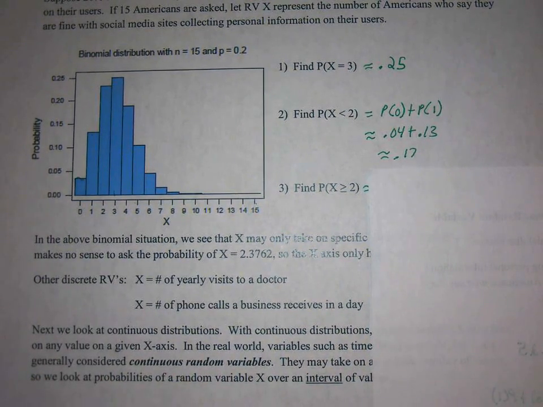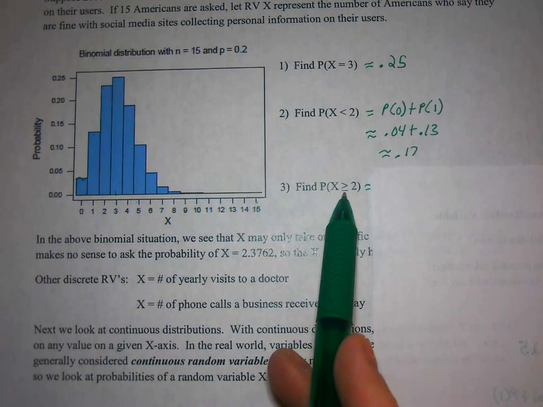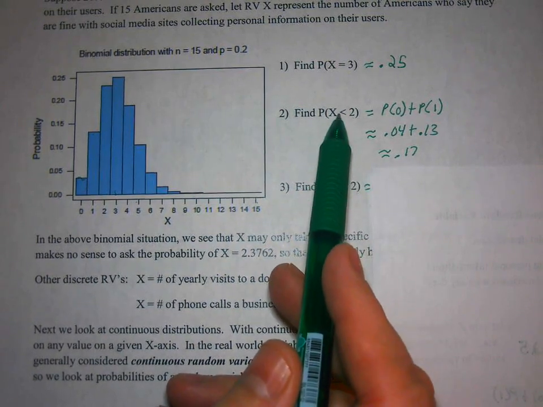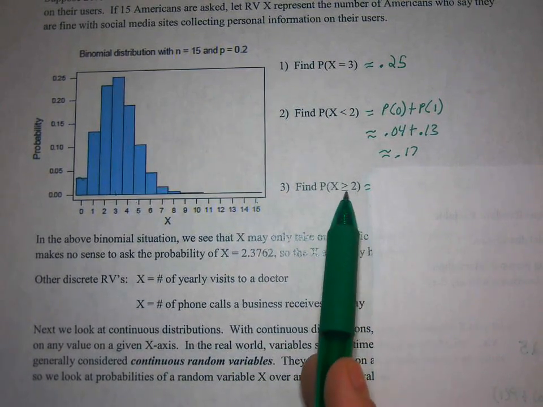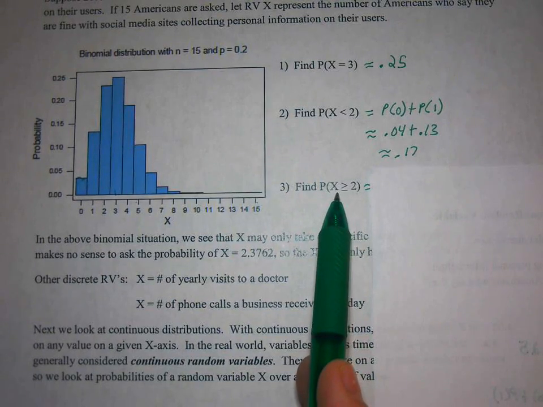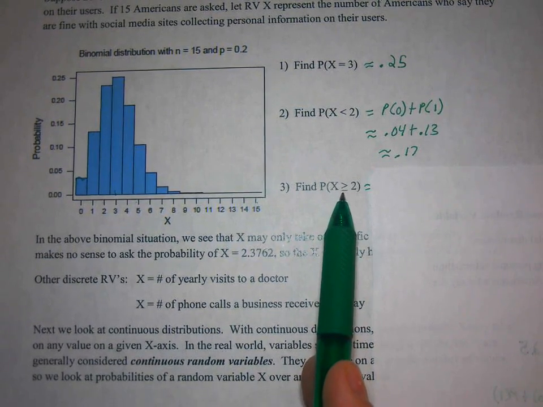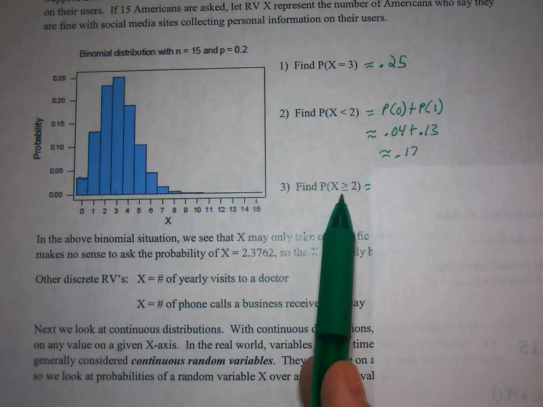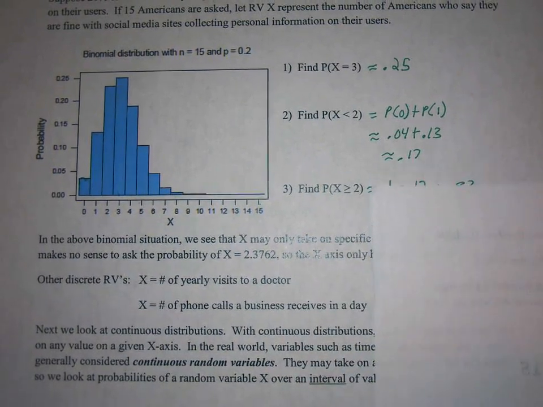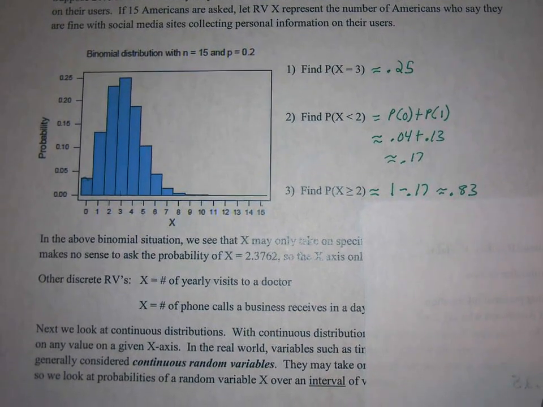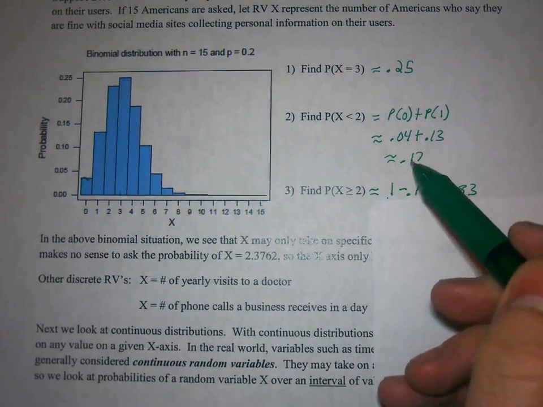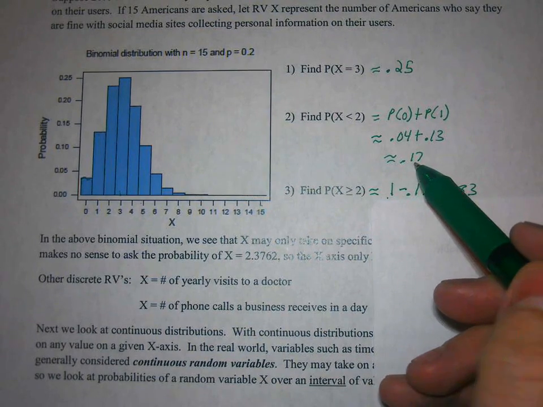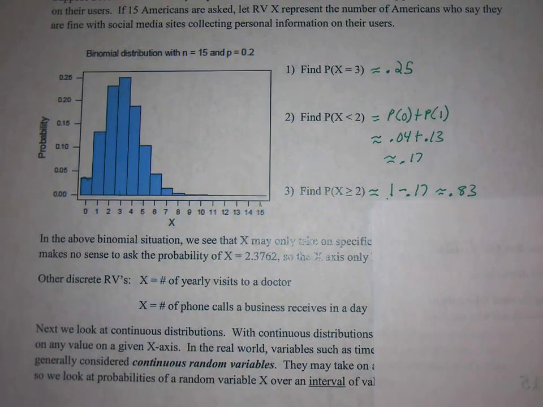because of what this topic is going to turn into in a minute. Number 3, the probability that x is greater than or equal to 2. Well, that's the complement of x is less than 2. So this one would be asking you, if you randomly choose 15 Americans, what's the probability that at least 2, or 2 or more, said they're fine with the social media sites collecting their information? So if you do the complement, that's 1 minus 0.17, essentially 100% minus your answer of 17% in the last one, which is about 0.83.